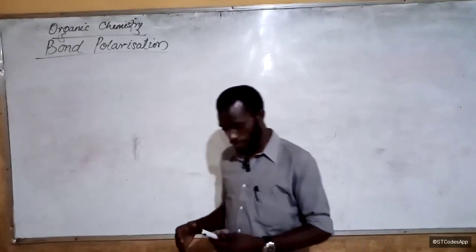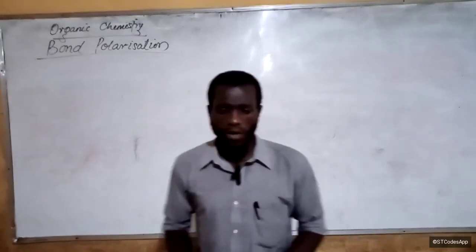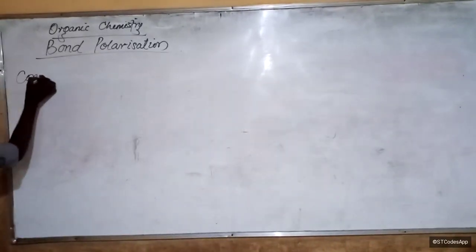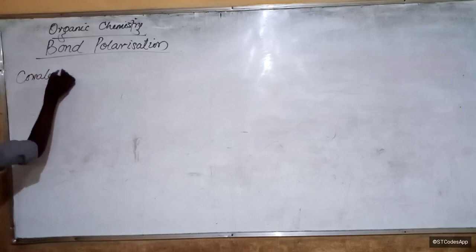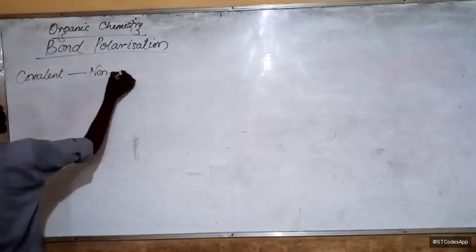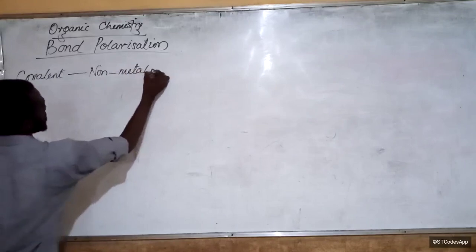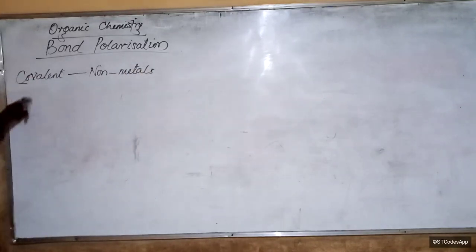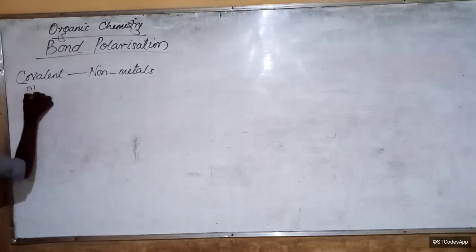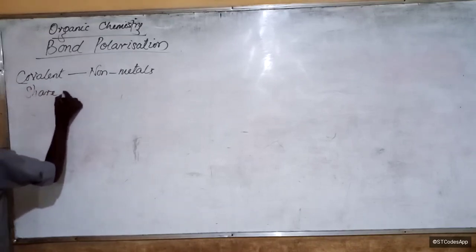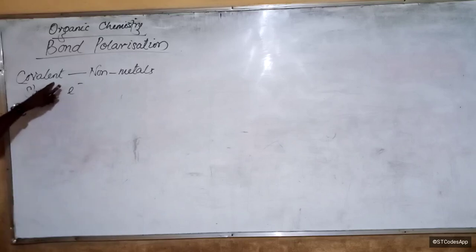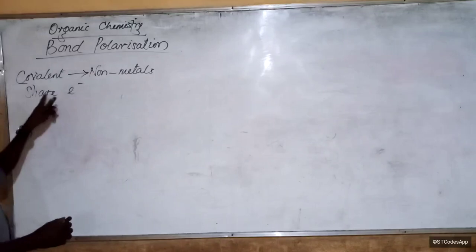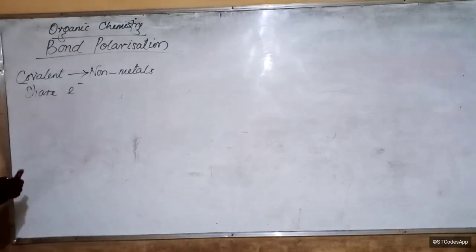All right. So remember we talked about covalent bonds. We said it is a bond that is formed between non-metals, and we said co corresponds with the word together. That is, there is a sharing of electrons. So when non-metals form a bond, they form a covalent bond, which means they share electrons.